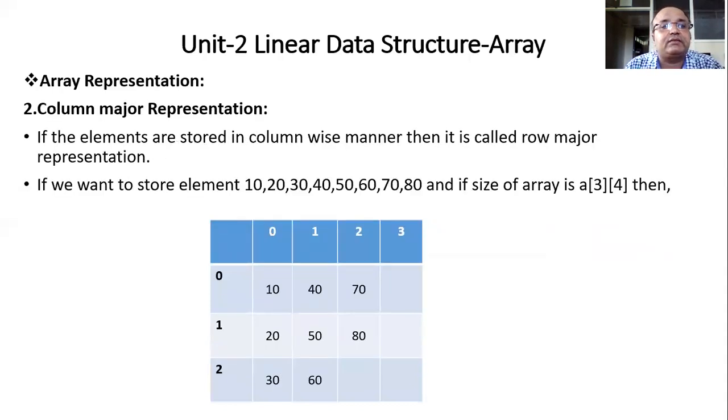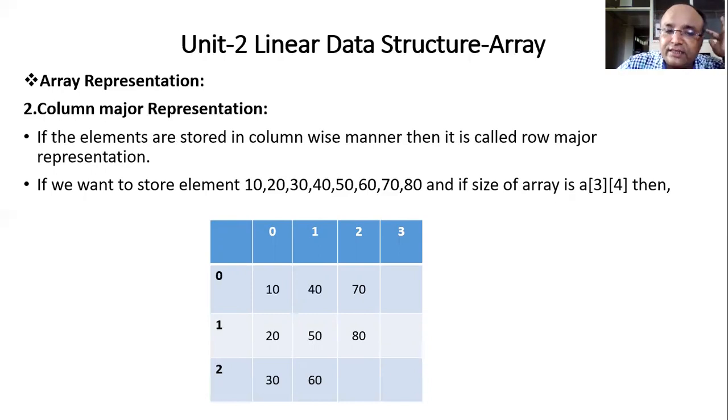And the second method is column major representation, correct? So if the elements are stored in a column-wise manner, then it is called column major representation. So now instead of rows, we'll fill up all the elements in column-wise manner. So obviously first all elements will be entered through the first column, then you will move to the next column and the next, like that.